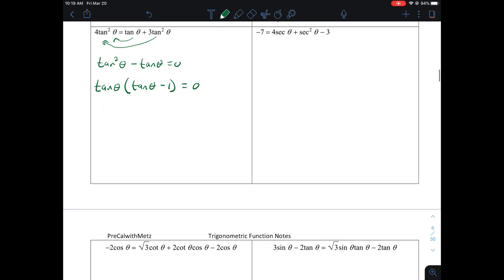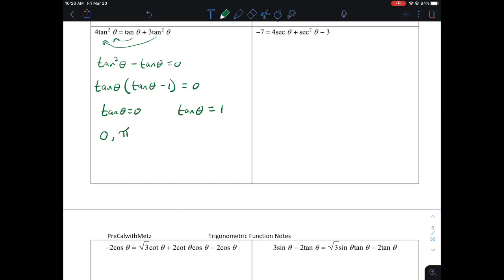And so we have two problems here to solve. Tangent of theta has to equal 0, and tangent of theta needs to equal 1. Well, tangent is the quotient of sine divided by cosine. So tangent is going to equal 0 where sine equals 0, which would be at 0 and pi radians. I'm not including 2 pi because that wasn't in our solution intervals in the instructions.